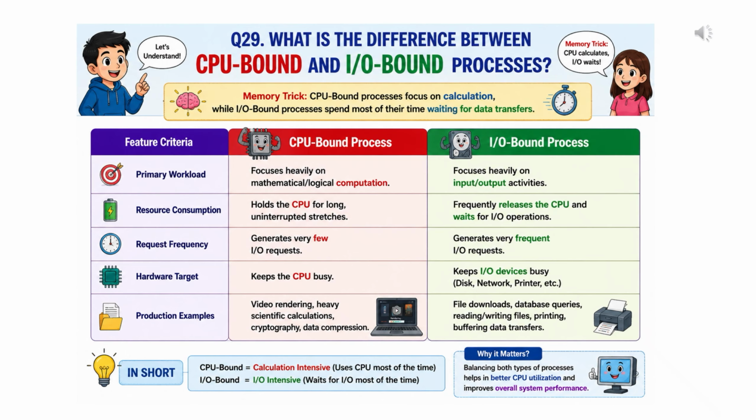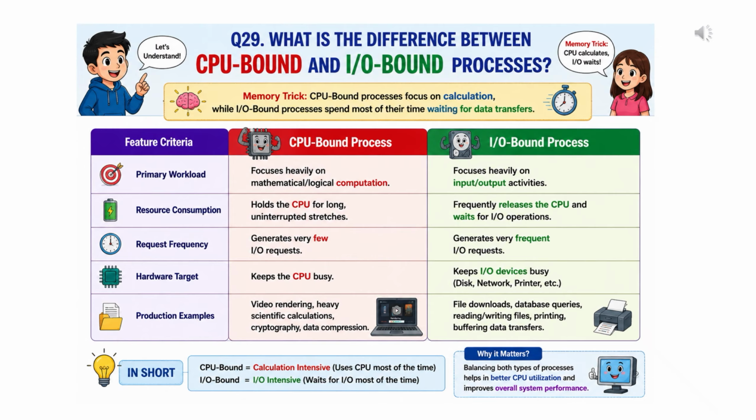Now, let's compare 2 important types of processes. The first is a CPU-bound process. These processes spend most of their time performing calculations. They require long periods of CPU execution and generate very few input-output requests. Examples include video rendering, scientific simulations, and mathematical computations.